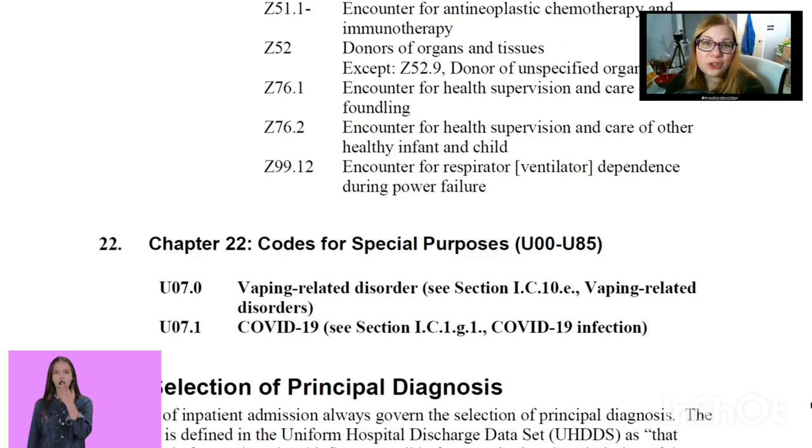And then we have Chapter 22, which is a new chapter for 2021, Codes for Special Purposes. There's only really two codes that are in there right now: U07.0, which is vaping-related disorder, and then U07.1, which is the code for COVID-19.